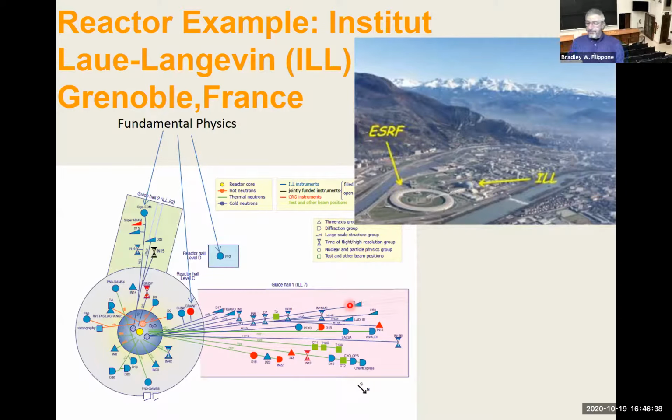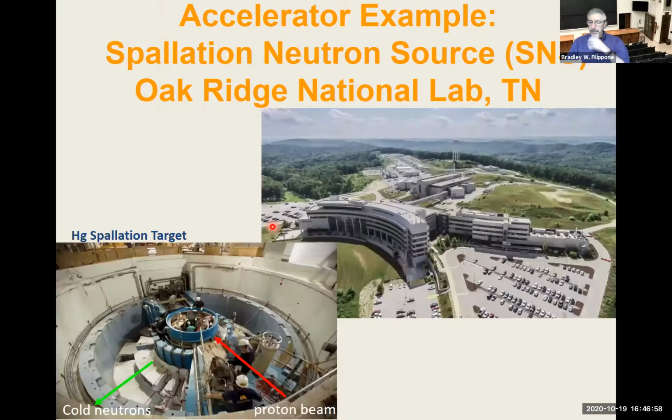And so each of these represents a beam line. And if you see, the circles are nuclear and particle physics, so those are the ones that are doing fundamental physics. There's two active ones, there's 3 active ones now, and there's a couple older ones over here that are doing that at the ILL.